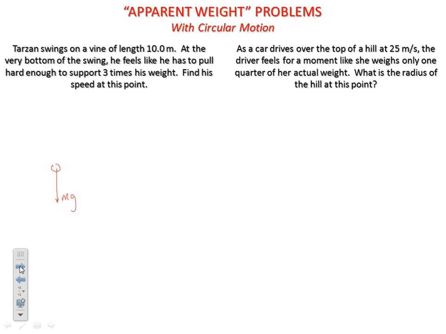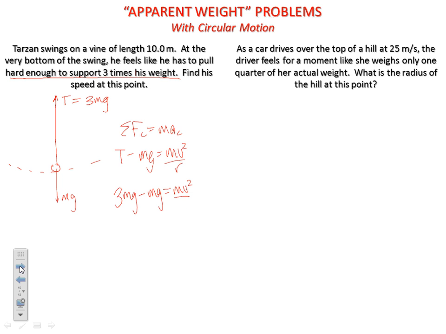mg, and notice, he feels like he has to pull hard enough to support 3 times his weight. Well, there's a tension force. And what we're saying is it feels like 3mg. So if we do net force is ma, we're saying T minus mg is mv squared over r. All right, this is the bottom of the path. The positive direction is inward, hence T is positive. mg is outward, so that's negative. Well, this is 3mg minus mg, or 2mg.